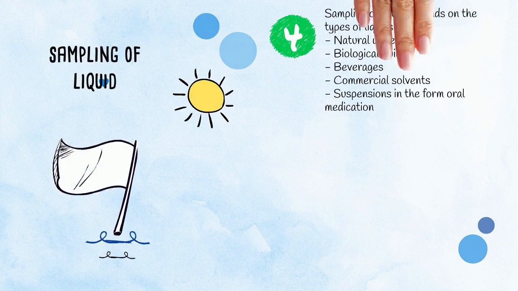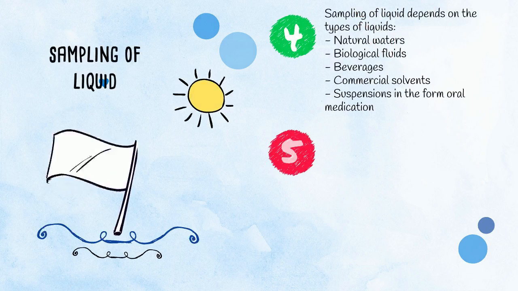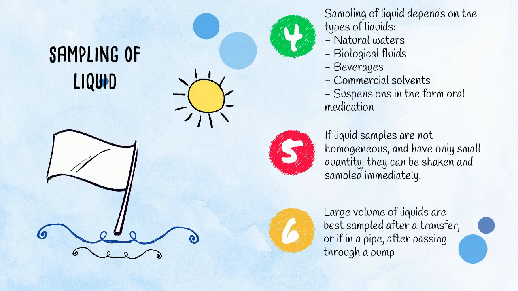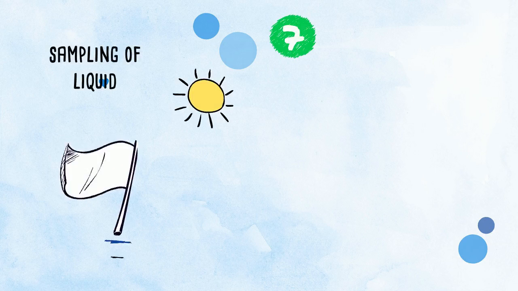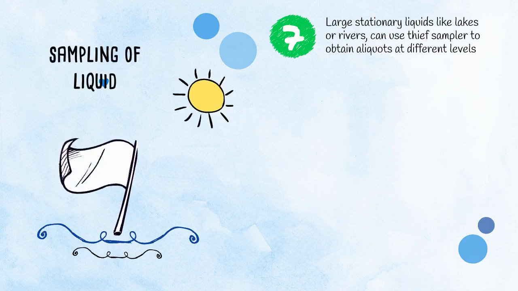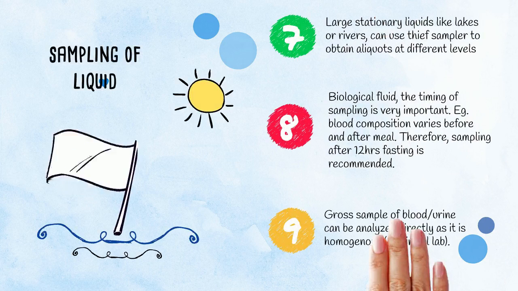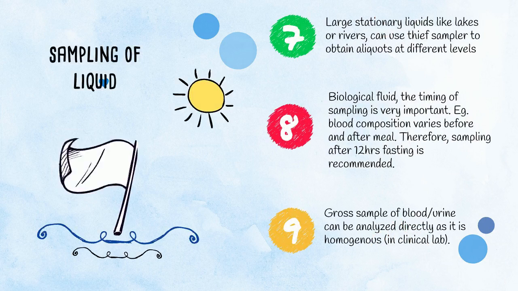Sampling of liquid depends on the type of liquid itself. If liquid samples are homogeneous and only in small quantity, they can be shaken and sampled immediately. But a large volume of liquid is best sampled after a transfer, or if it is in a pipe, after passing through a pump. For large stationary liquids like lakes or rivers, we can use a thief sampler to obtain cores at different levels. We need to take samples at the top, at the middle, and at the bottom of the riverbed.